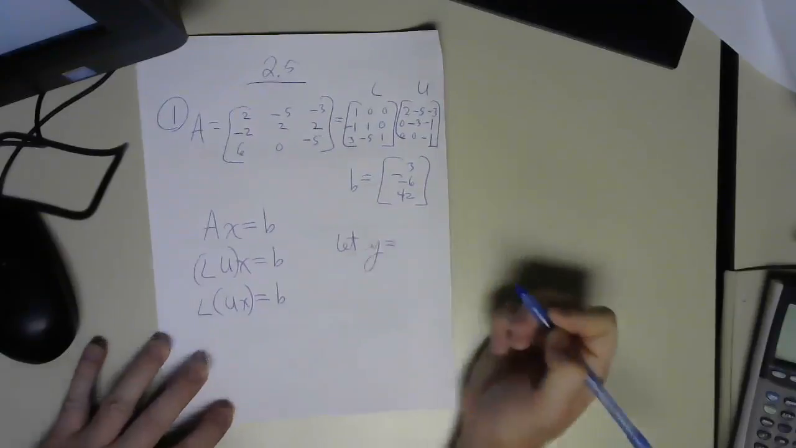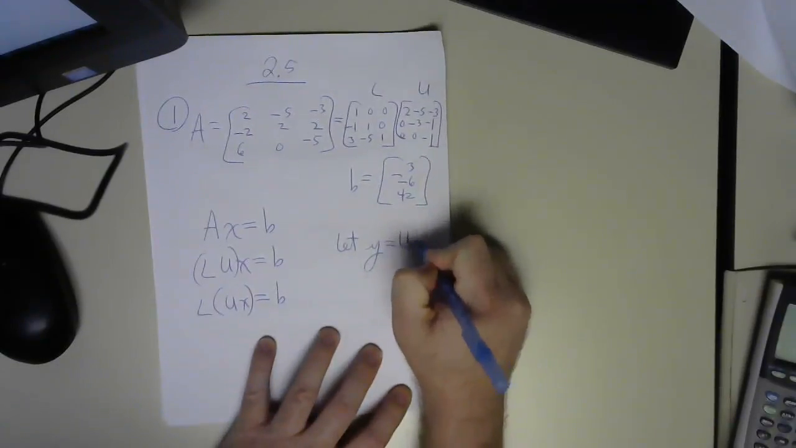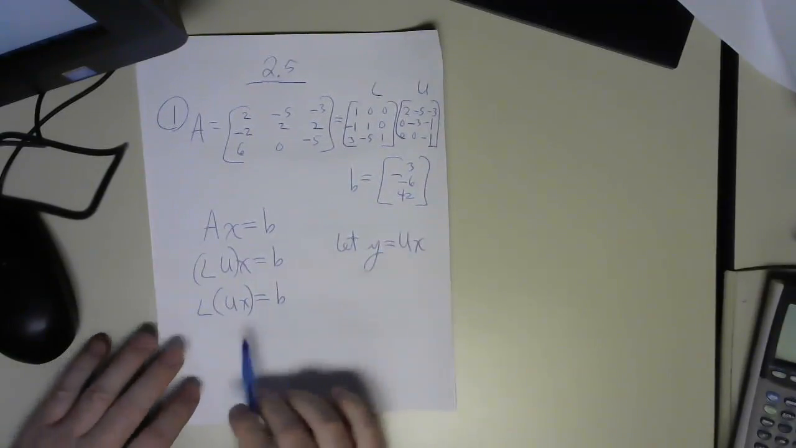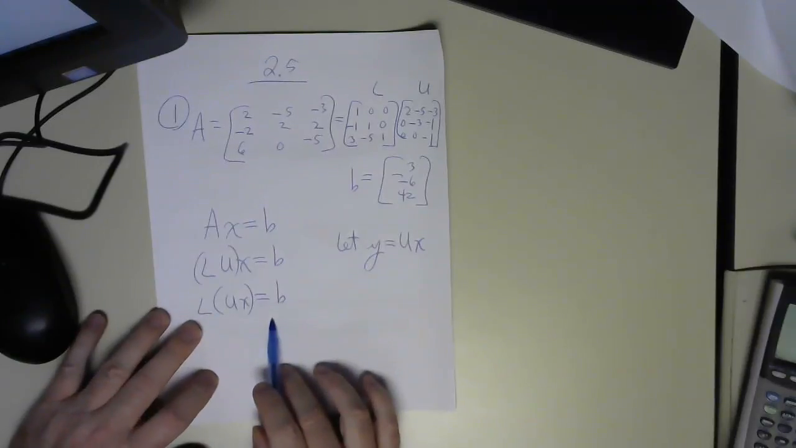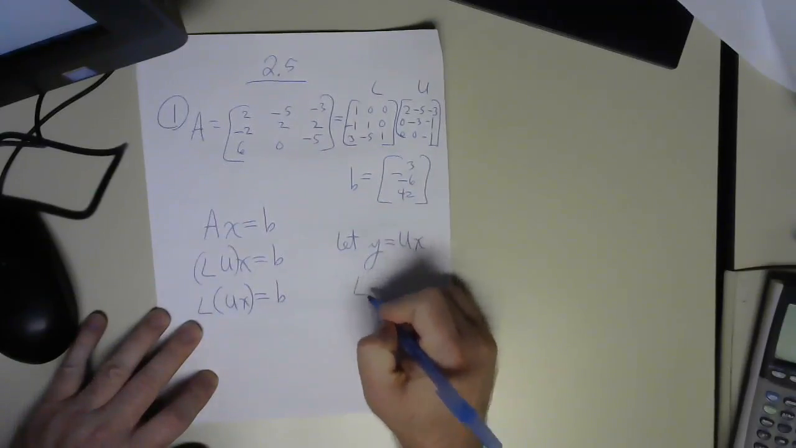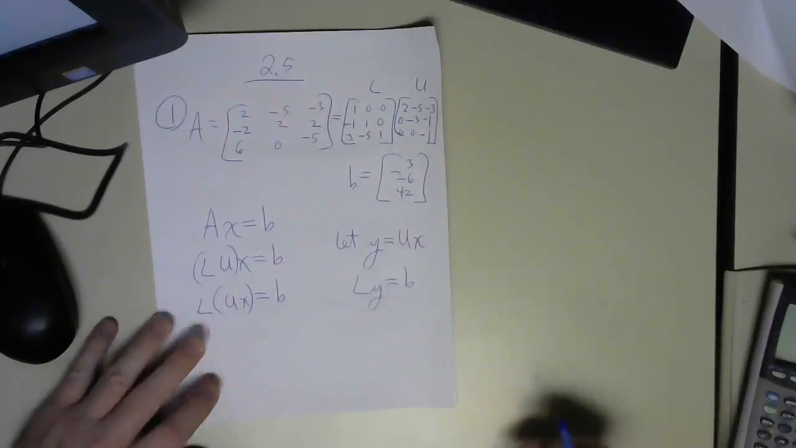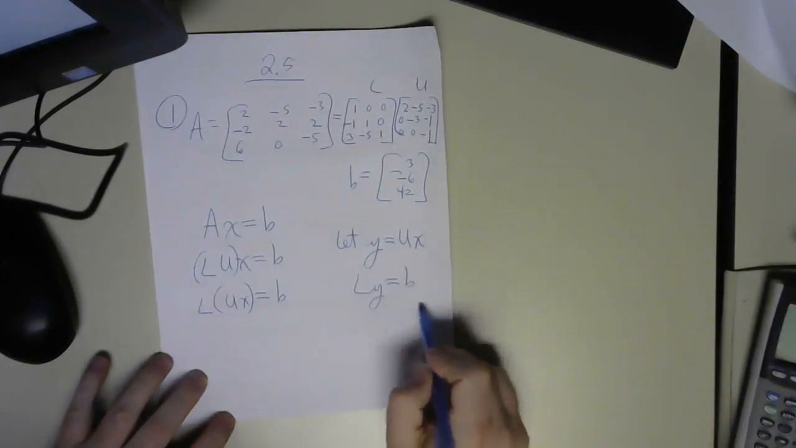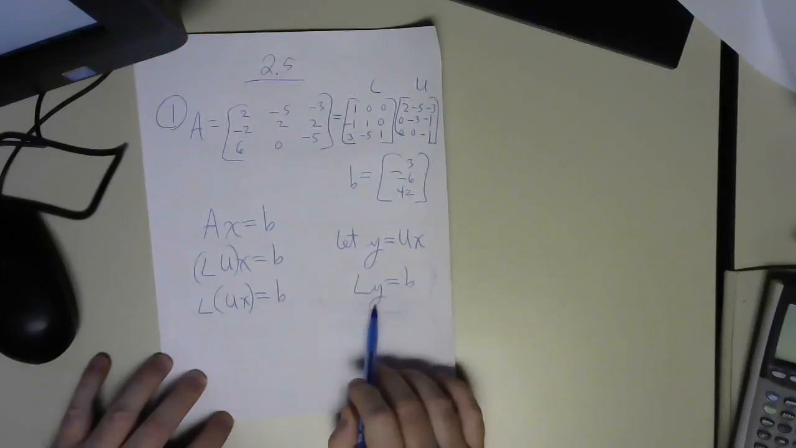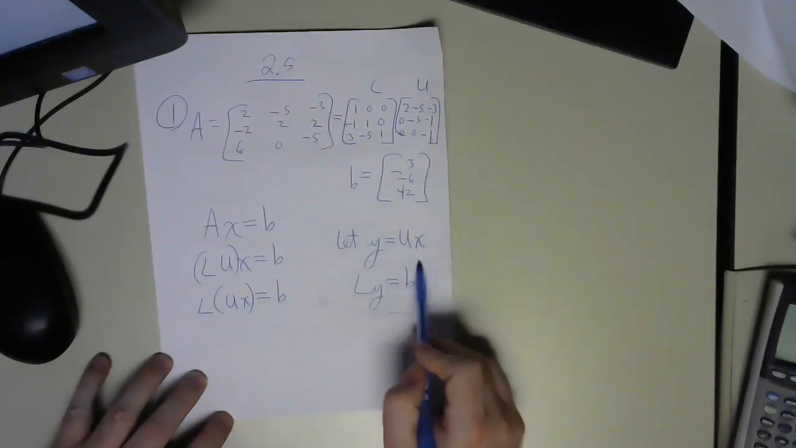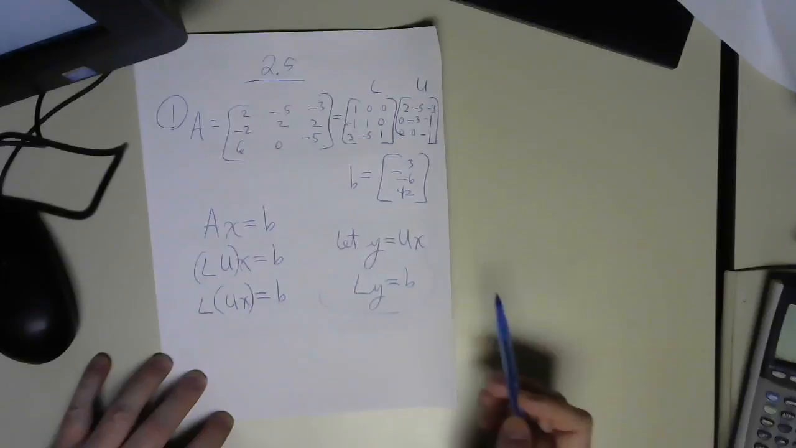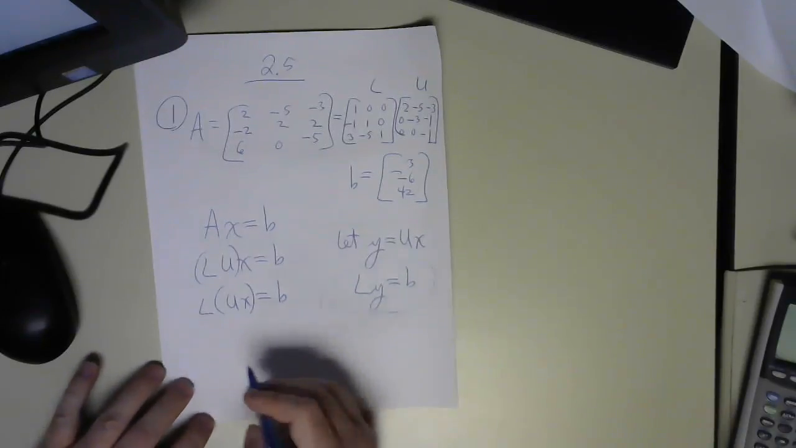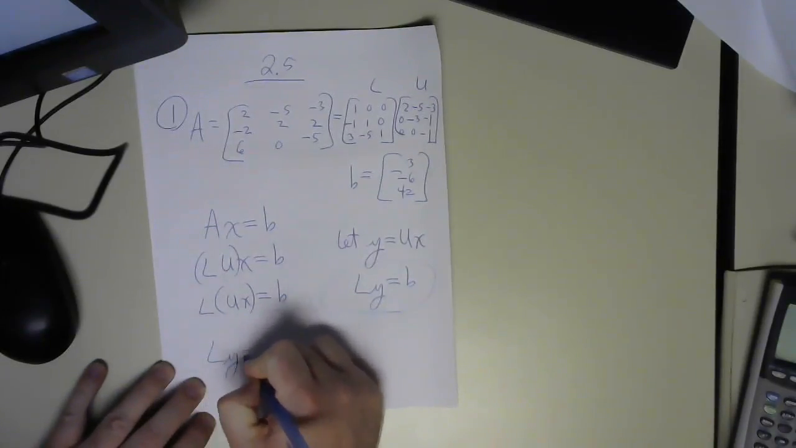So usually the trick is to let y equal Ux. So notice the equation that I'm actually working on is equivalent to Ly = b. So when you use this method, you're supposed to solve this equation first, get the solution for y, and then solve this equation for x second, and that's your answer. All right, so let's focus on the Ly = b first.